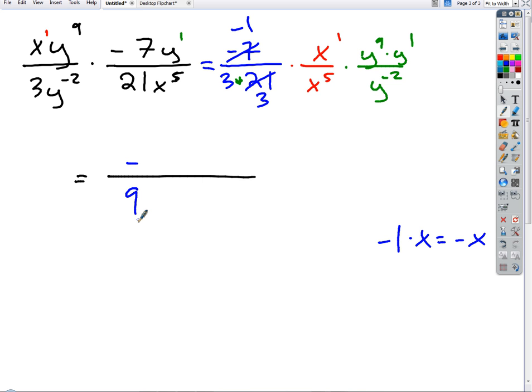Let's move on to the red. What about the x's? X to the 1 over x to the 5th is what? X to the 4th, where? On the bottom, right? Because the bottom has more power. So I get x to the 4th on the bottom.